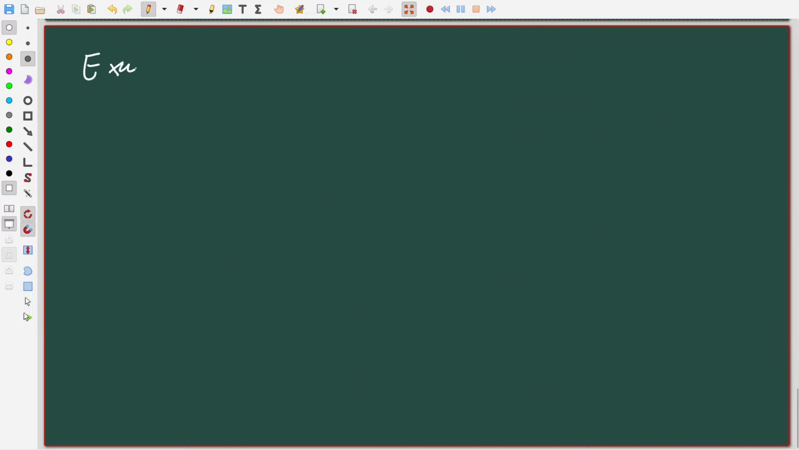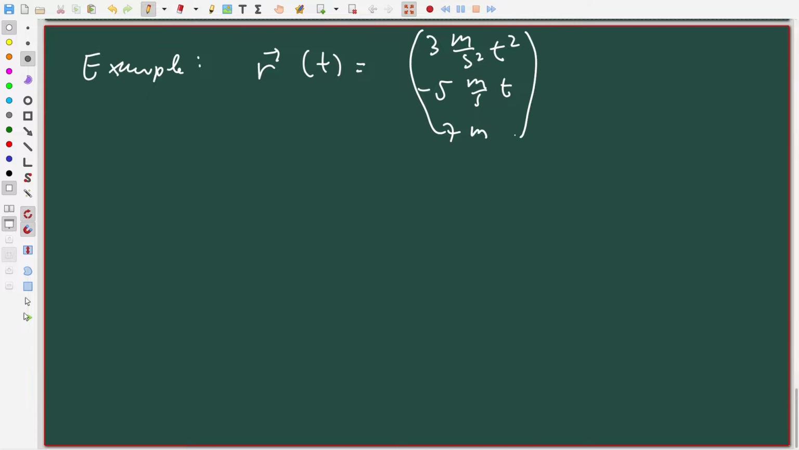And in order to make this more clear, we can, of course, again note down a small example. We can, for example, have a vector r as a function of t with the values 3 meter per second square times t square. Again, the reason why we have here second square is because we have a t square here. 3 meter per second square t square, and the second one could be, for example, minus 5 meter per second t, and here we could, for example, just write 7 meters as a constant.